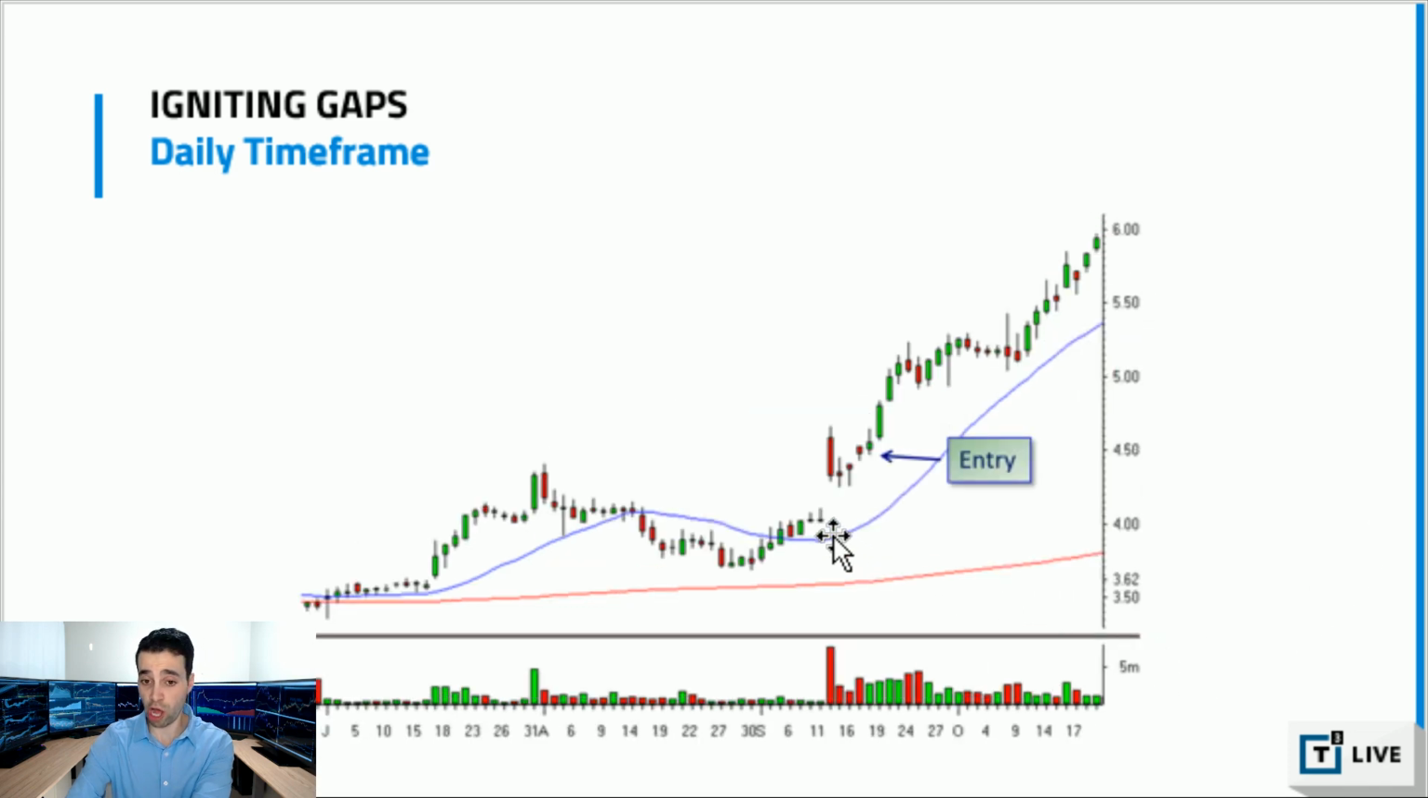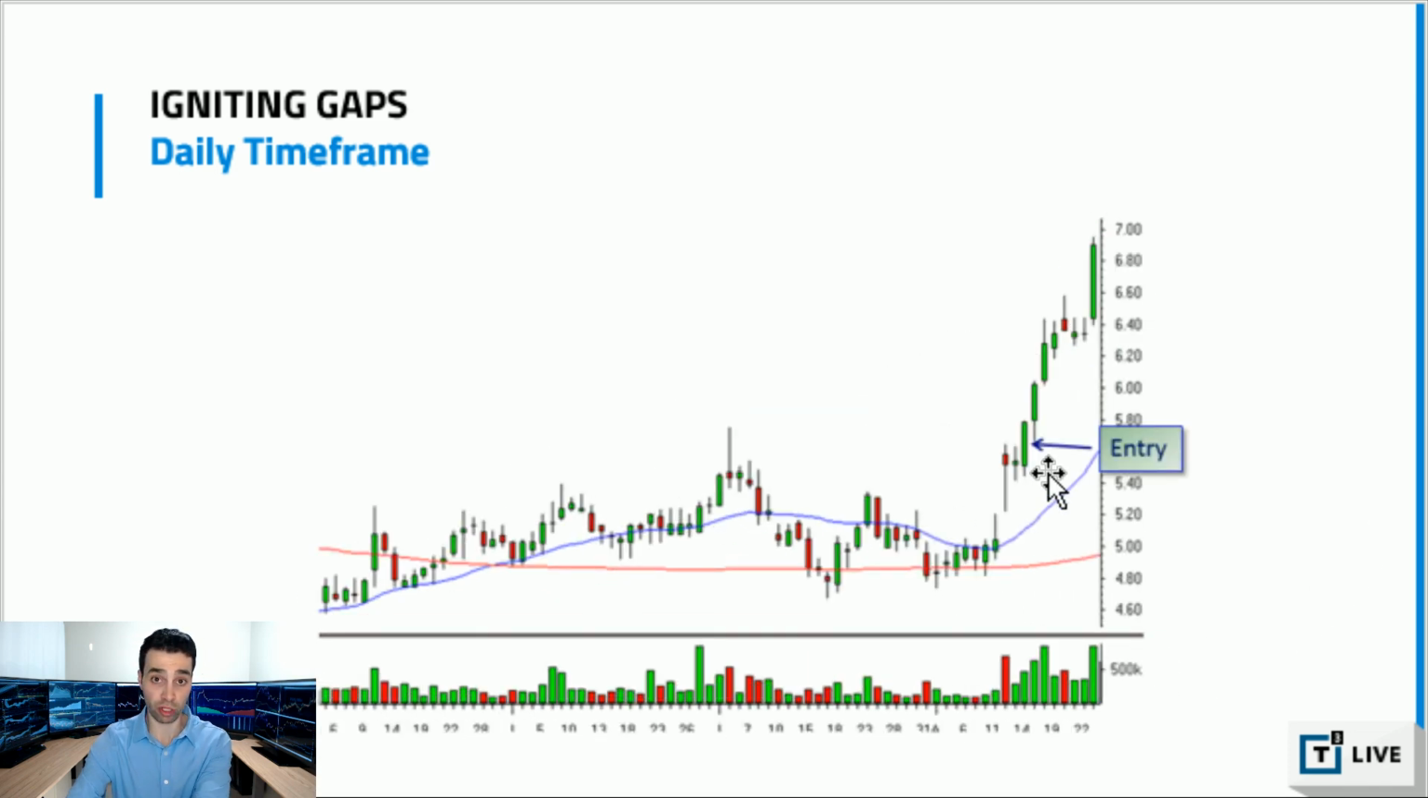I'm showing you a lot of real life examples because I want you to see that this pattern works, and it doesn't work on just one or two examples. You can look at your own charts. If you trade gaps like I do, you'll see that it works on a high percentage of them. Gapped up to resistance from the 20 and the 200, so that confluence of moving averages, and then gave us a 1, 2, 3 entry.